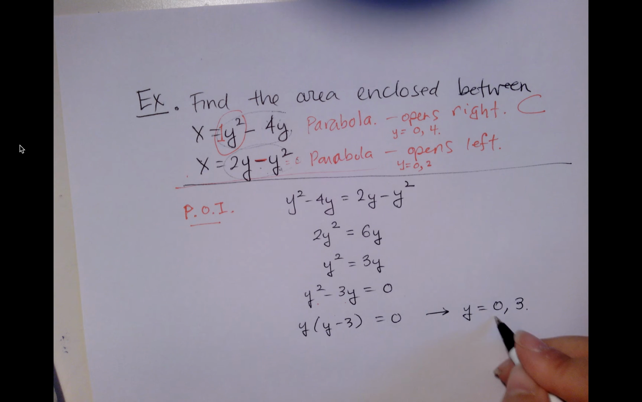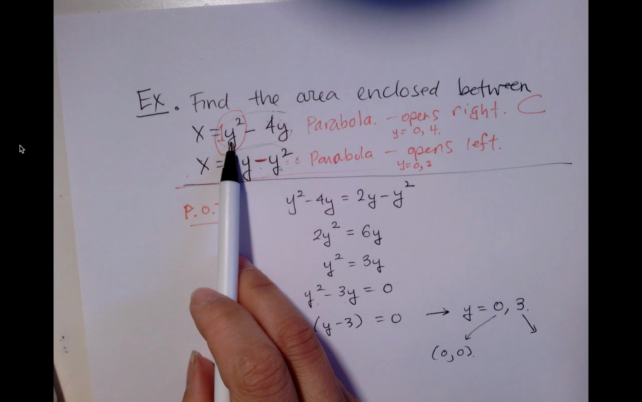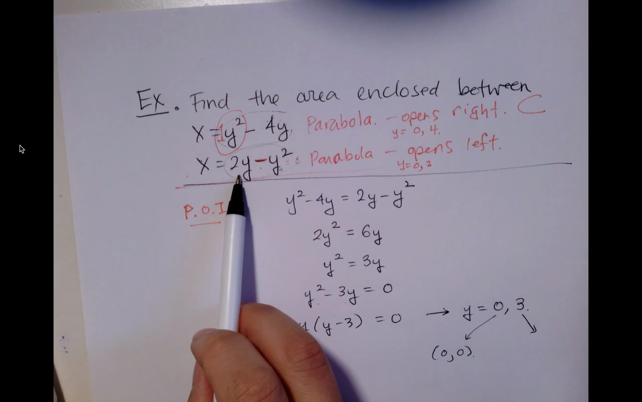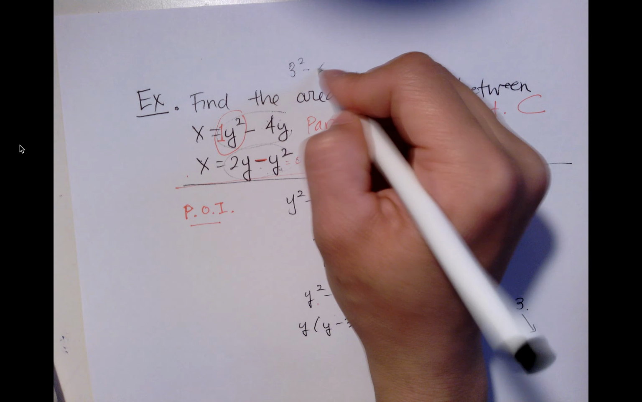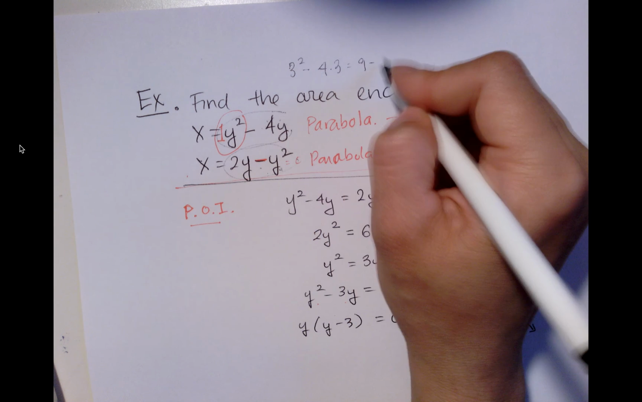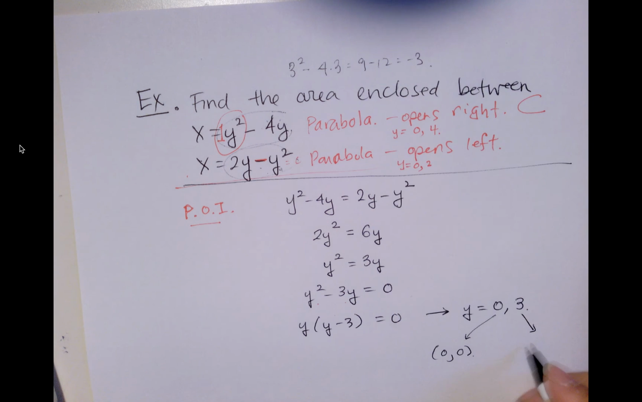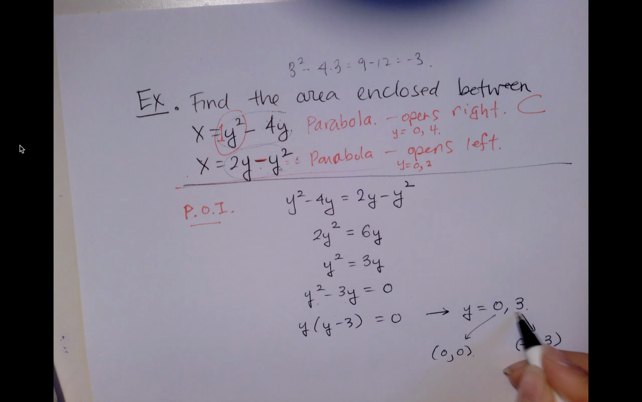So I'm just going to go back and figure out, well, what was the x coordinate? If y is 0, x is 0. So that's one of my points of intersection. If y is 3, using either of these, I'm going to get 3 squared minus 4 times 3. So 9 minus 12 gives me negative 3. So my other point of intersection is going to be negative 3, 3. So remember, this is the y coordinate. This is the x coordinate. So I'm going to use this and try to do a quick sketch so you know what the picture looks like.